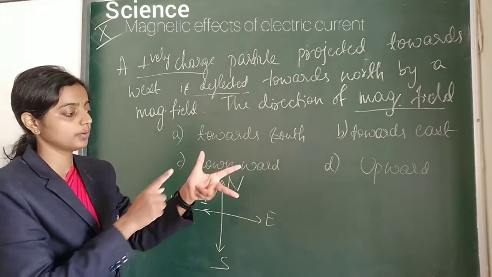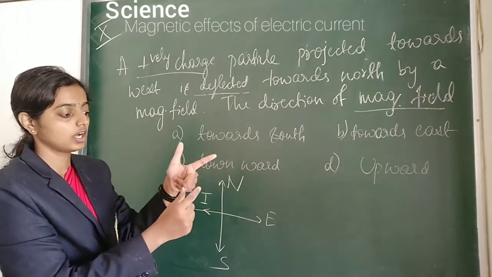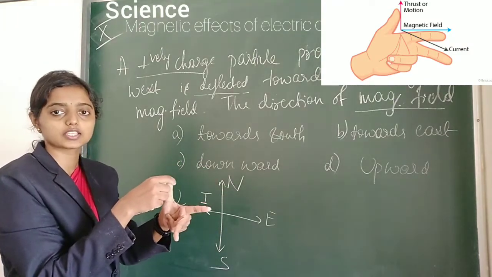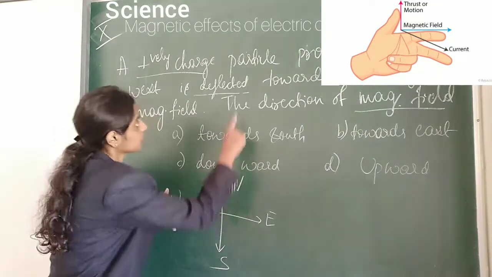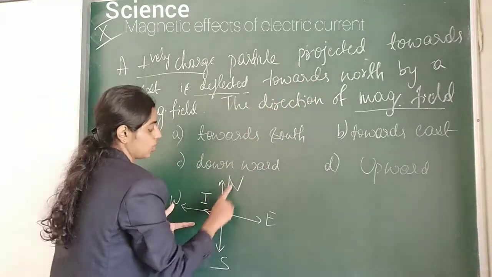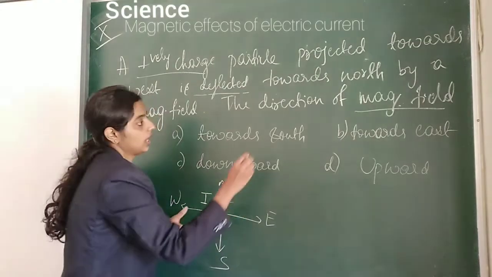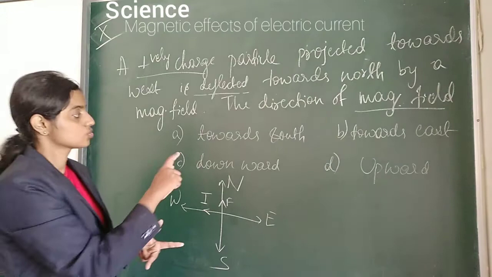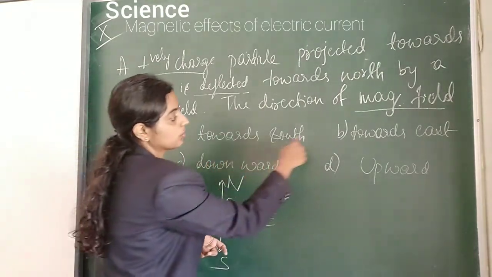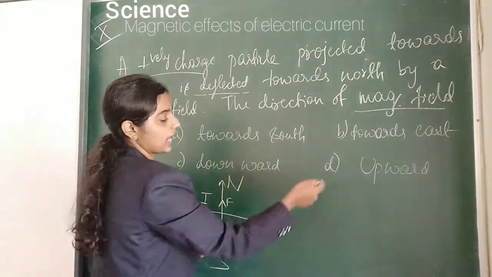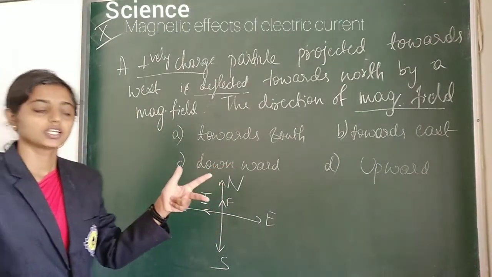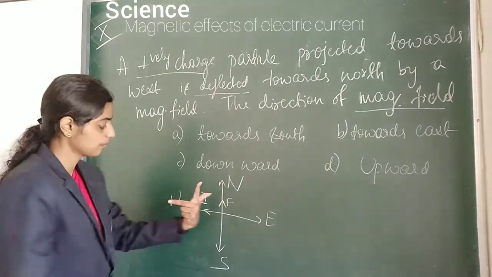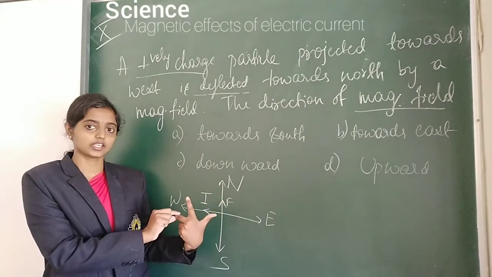In Fleming's left hand rule, the middle finger indicates current, which we have here, and the thumb indicates the force of motion, right? Here it's towards the north. So this is force. And next we have the direction of magnetic field, which we need to find out. Here we have the options: towards south, towards east, and downward and upwards. Now apply Fleming's left hand rule. Take your left hand, and this is current. So this is how the current is flowing.